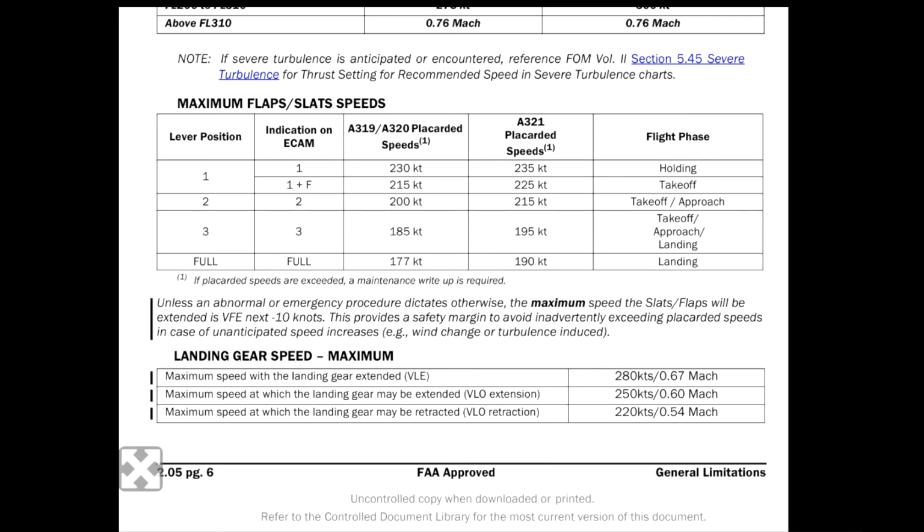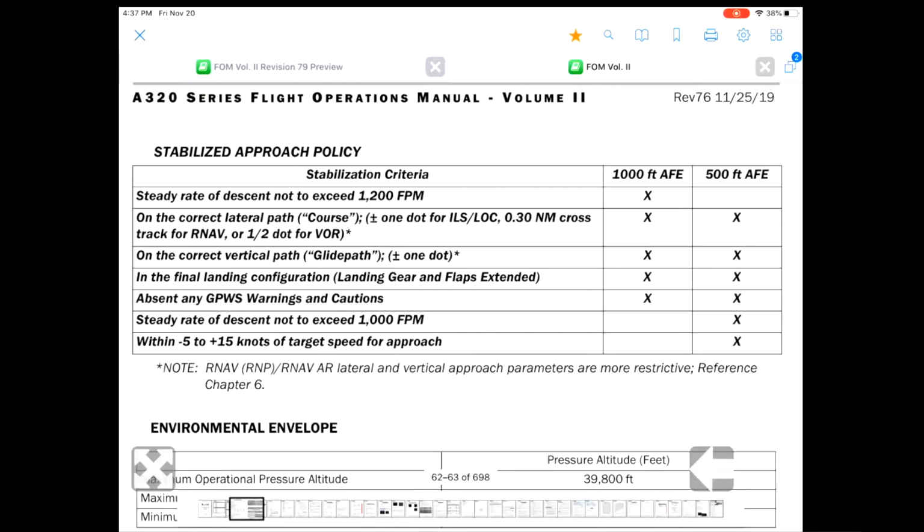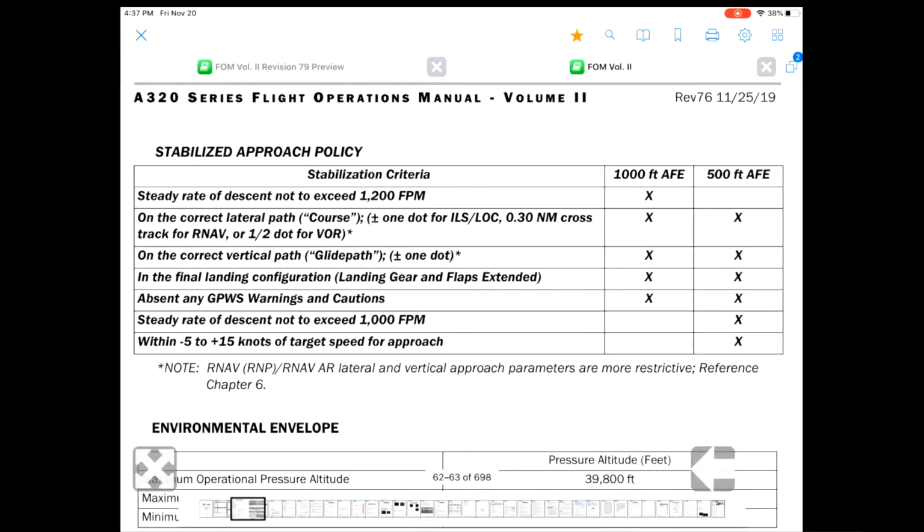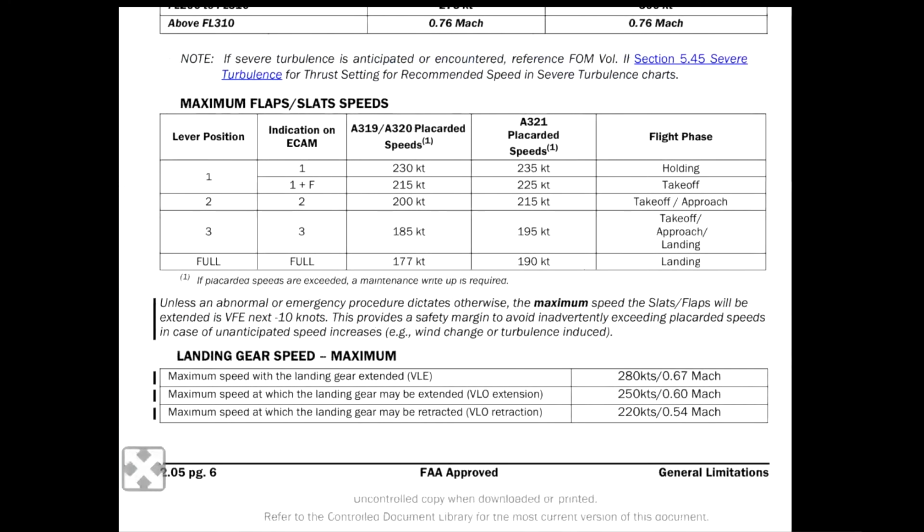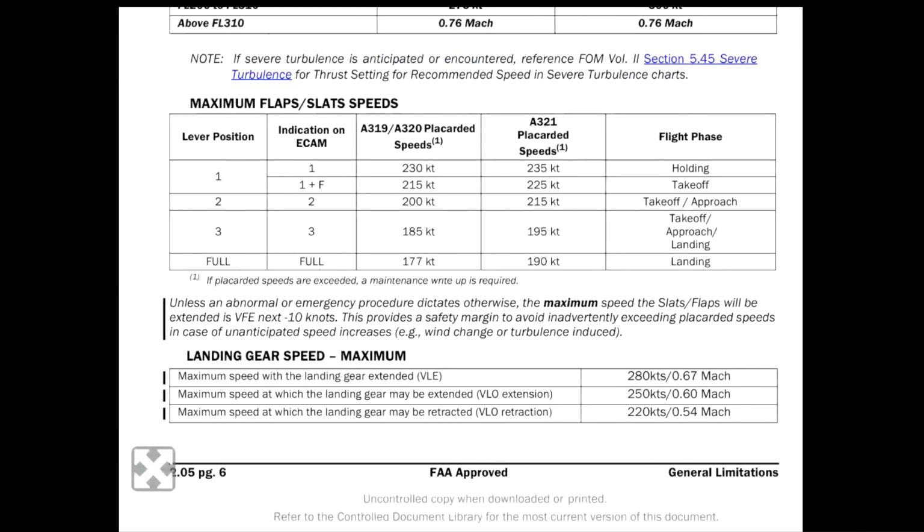The one thing that we really like to emphasize from the stabilized approach criteria is that in the landing, you have to be in the final landing configuration, meaning gear and flaps extended at 1,000 feet. So to your point, if you ask for flaps full at 1,000 feet, you're not going to meet that criteria. And as we mentioned with flaps full, you might be trying to meet our SOP of VFE next minus 10, which is more realistic to meet both the policy and the needs of air traffic control.